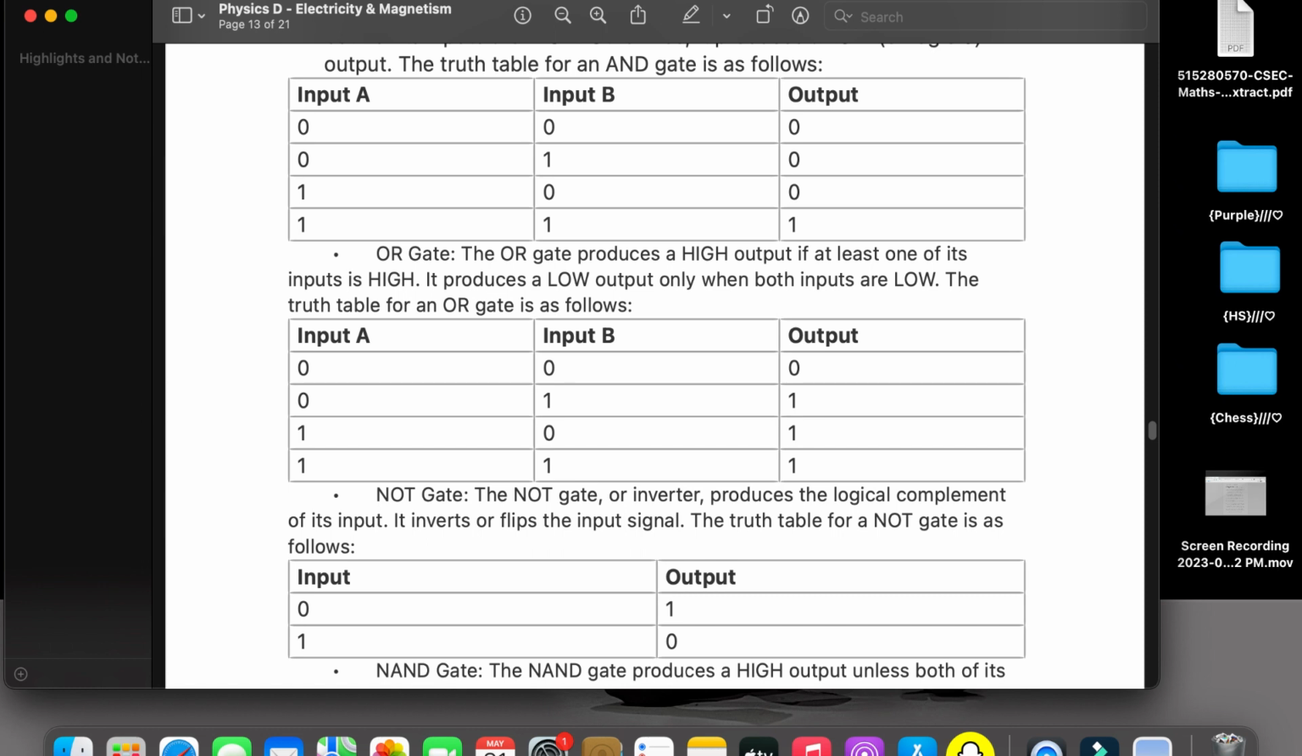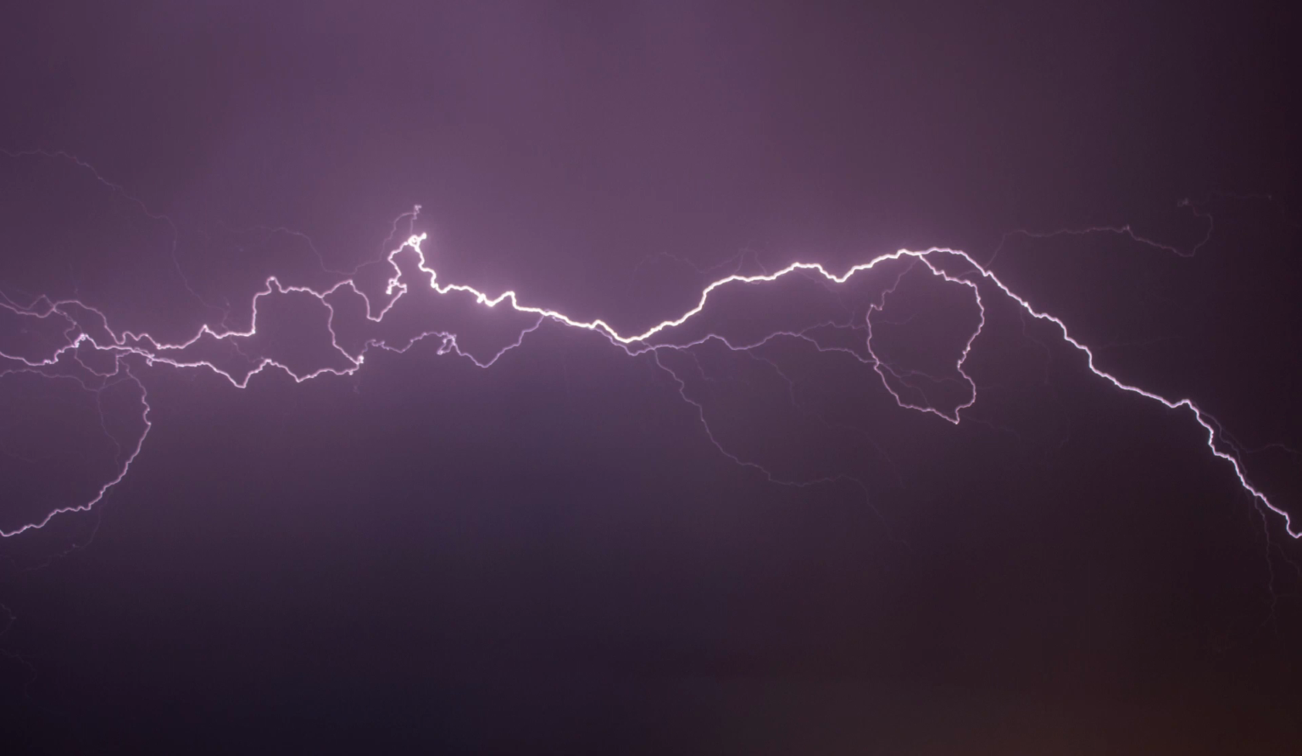NOR gate. The NOR gate produces a high output only when both of its inputs are low. Otherwise, it produces a low output. The truth table for a NOR gate is as follows: input A, input B, output 001, 010, 100, 110.